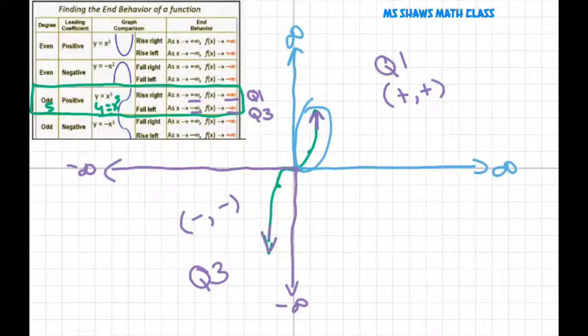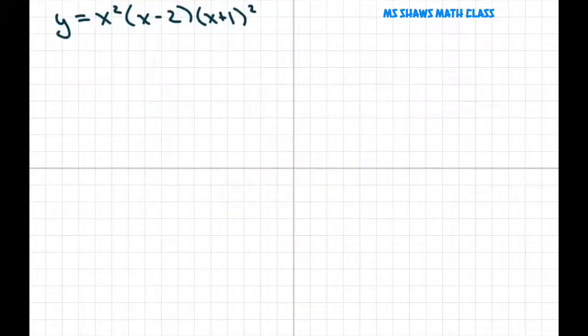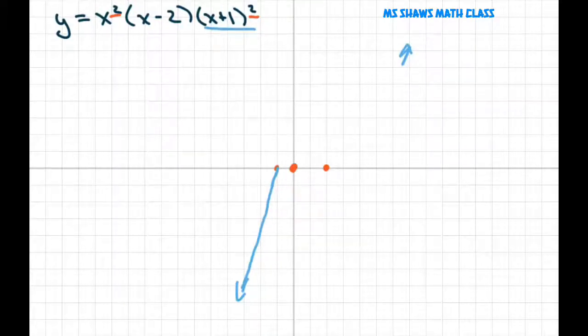All right, now let's graph this. So our y and x-intercept is 0. Then we have 2 and negative 1. Now we're going to look at these multiplicities here. We know we're starting in quadrant 3, and we're supposed to end somewhere in quadrant 1. So what we're going to do is go up to this negative 1. Well, this portion has to do with this factor. It's an even multiplicity. That means we cannot cross the x-axis. So you're going to swoop down.